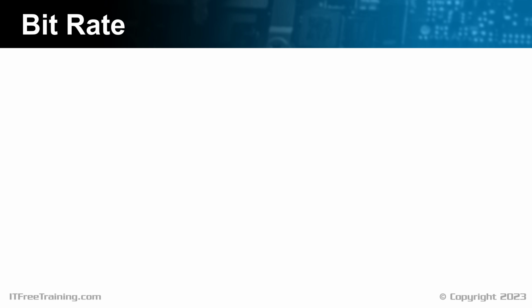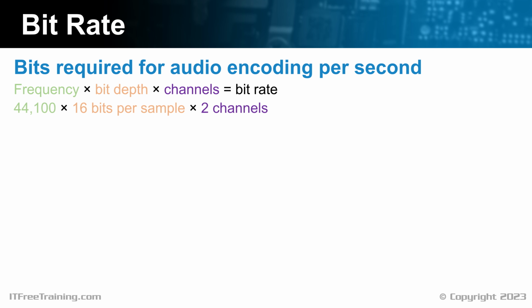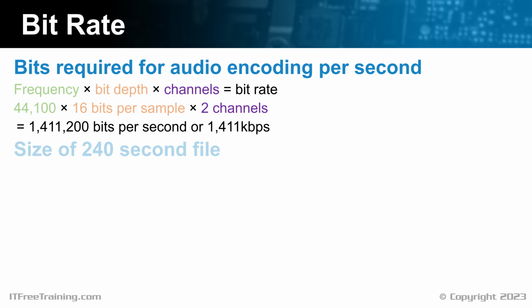The number of bits required is measured as a bit rate. The bit rate is essentially the number of bits required for audio encoding per second. It is calculated by multiplying the frequency, bit depth, and number of channels. Let's consider a typical example, such as what is used for encoding audio on a CD. The frequency is 44.1K, 16 bits for audio, and 2 channels. This will give you a result of 1,411 kilobits per second.